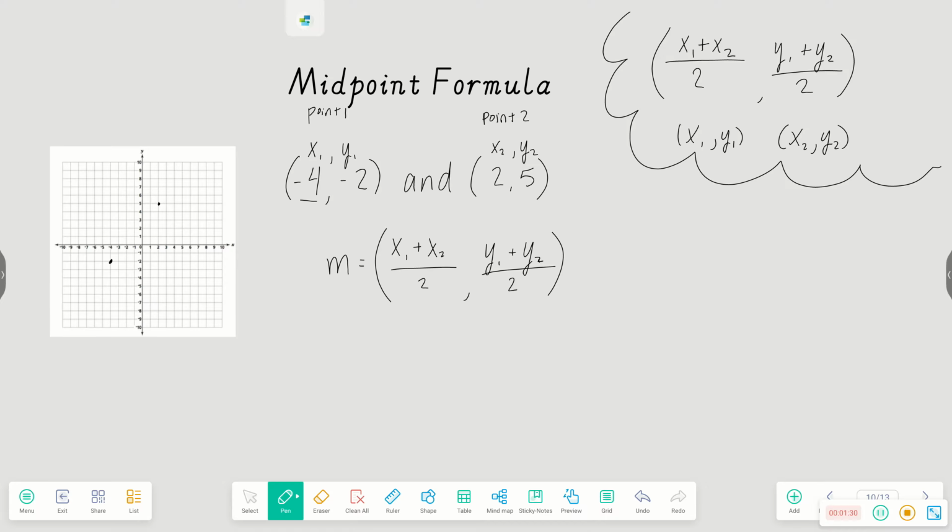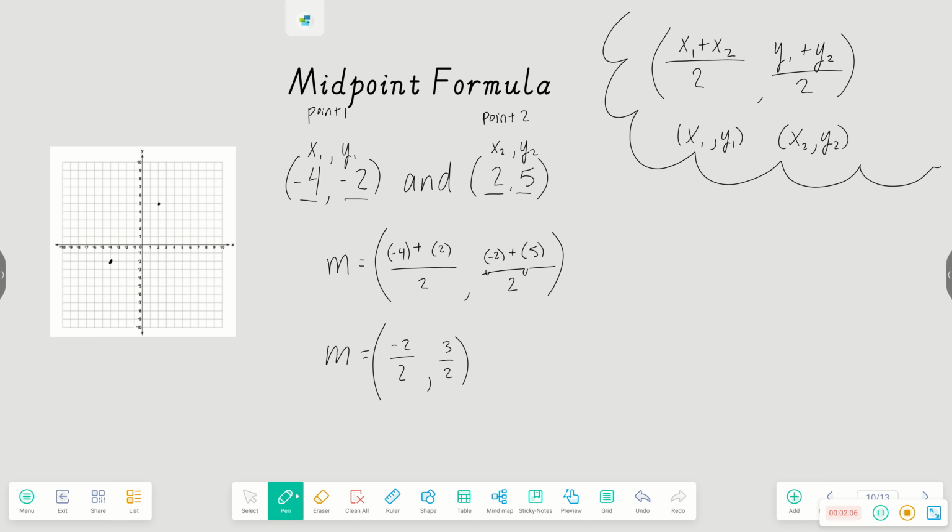So my x1 is -4. Make sure you put it in parentheses. My x2 is 2. My y1 is -2. My y2 is 5. And then we're going to go ahead and simplify this. So -4 plus 2 is -2. And -2 plus 5 is 3.